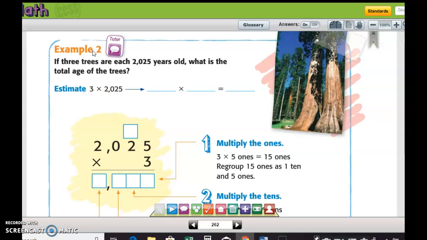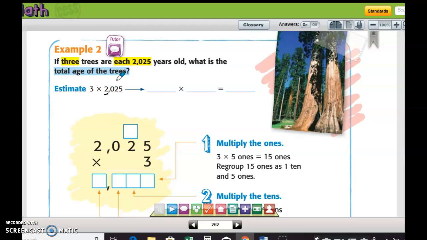Okay, on the back we've got example 2. If 3 trees are each 2,025 years old, what is the total age of the trees? And we've got 3 trees. We need to know the total age of the trees. So we're going to do 3 trees times 2,025 years.